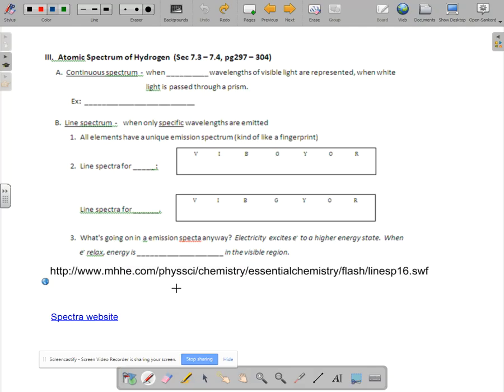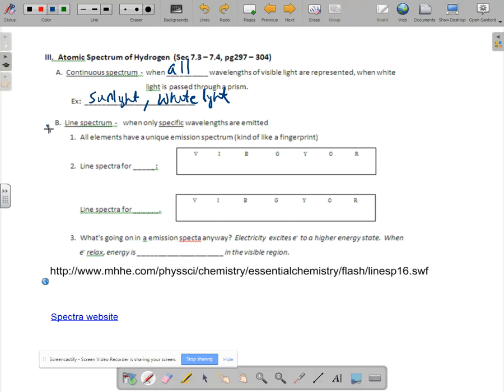Okay, so now where do we go with all this stuff? This is a review from definitely regular chemistry, so hopefully this will jog your memory. Going back to light, there are continuous spectra and line spectra. A continuous spectrum is when all wavelengths of visible light are represented. So basically, this is white light, or sunlight. Those are some great examples. Any white light you see is just a blend of all the different wavelengths of the visible spectrum.